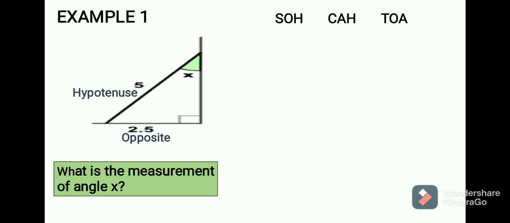SOH is sine opposite hypotenuse. CAH is cosine adjacent hypotenuse. TOA is tangent opposite adjacent. In our example, the given sides are opposite and hypotenuse. That gives us SOH in the SOHCAHTOA, which tells us we need to use the sine function.